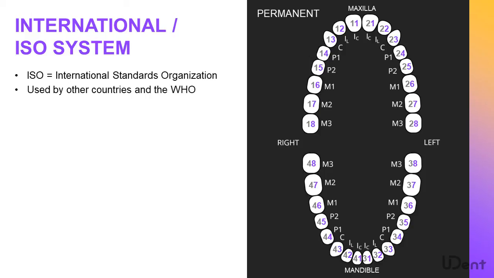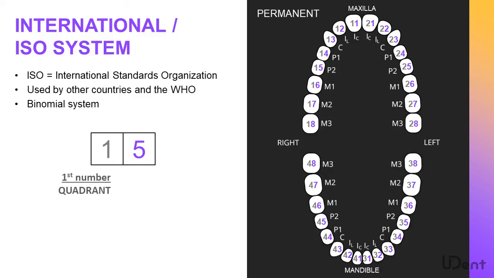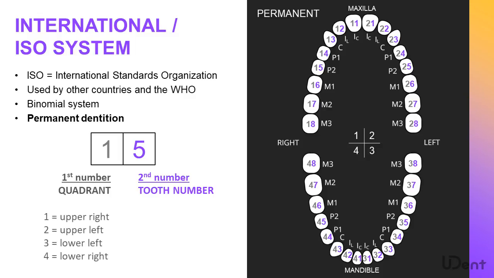The ISO system uses a binomial approach to notate the teeth. The first number represents the specific quadrant of a tooth, and the second number represents the specific type of tooth. The second number will stay the same for the incisors, canines, premolars, and molars in any quadrant. For the permanent dentition, the numerals 1 to 4 are used to represent the quadrants, and numerals 1 to 8 are used to notate the teeth.